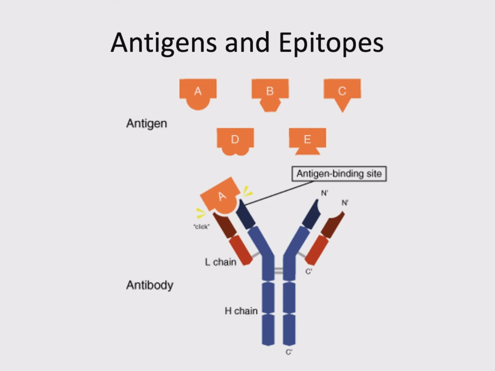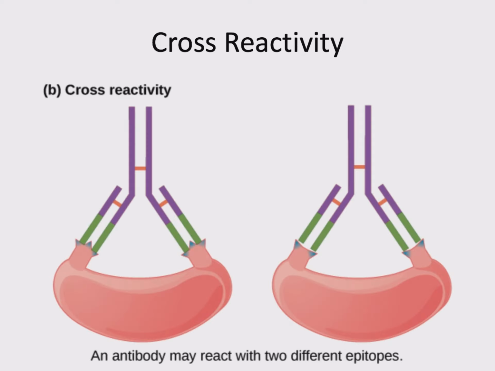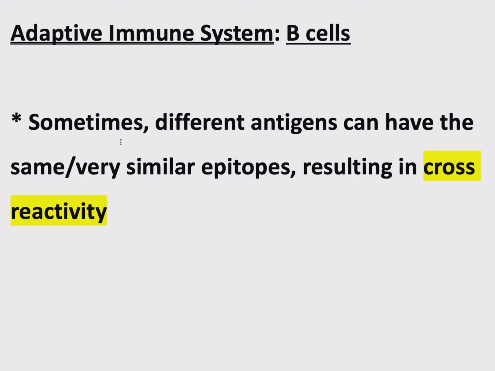So it is possible to have 2 antigens, or I guess 2 epitopes, that are very similar to one another. And if you have 2 epitopes that are very structurally similar, sometimes you can have a single antibody that binds to these 2 different epitopes. They have to be very similar, but one antibody, 2 epitopes. This is called cross-reactivity. And this can be good or this can be bad. So sometimes different antigens can have the same or very similar epitopes, resulting in cross-reactivity.